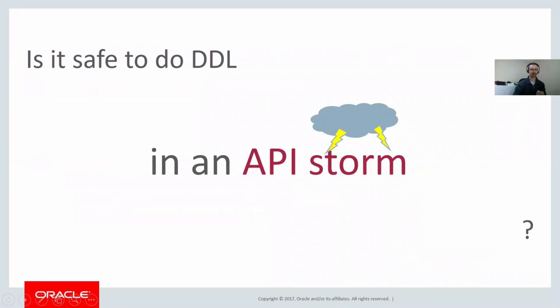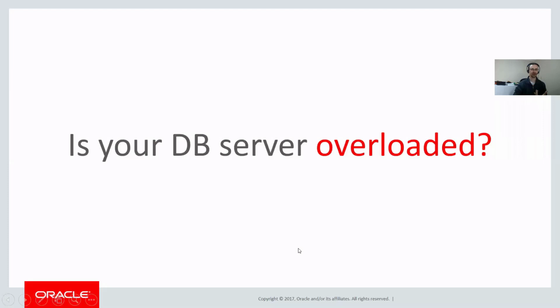However, there is something worth thinking about and trying to understand, and that is whether your database server is overloaded. You've got this API storm or application storm, and you've doubled, trebled, maybe even more the activity your application is doing, so how much work the database is doing. The first thing to think about is, are you at or near the capacity of the database server that you've got? Because as soon as you are, any extra work you do is potentially going to cause problems.